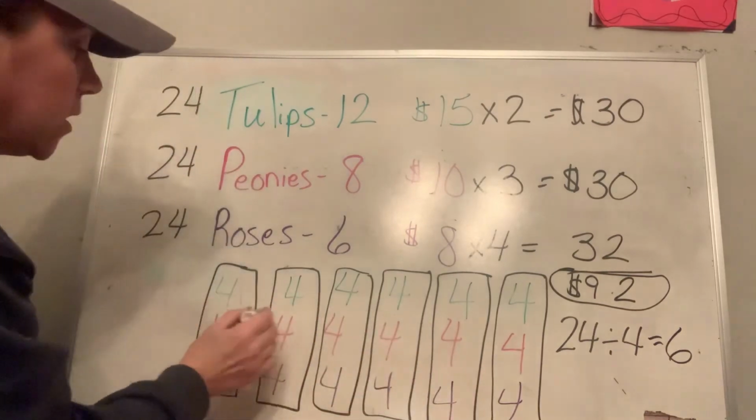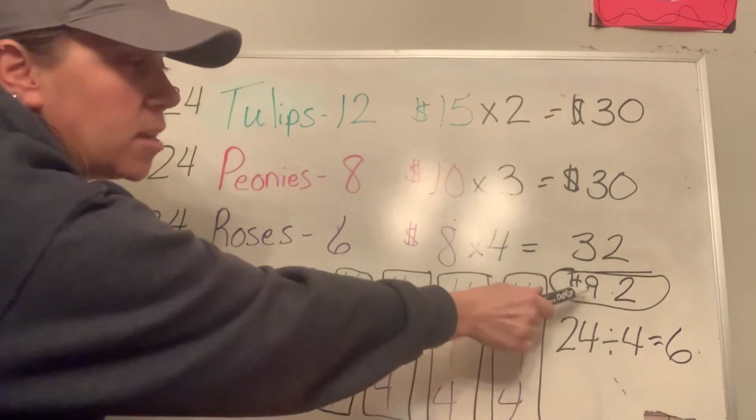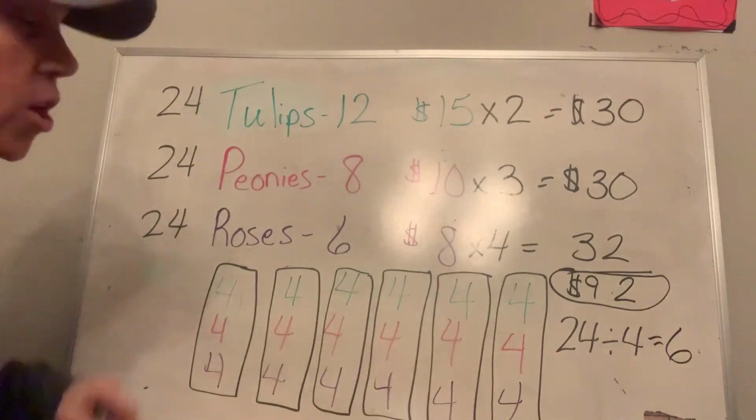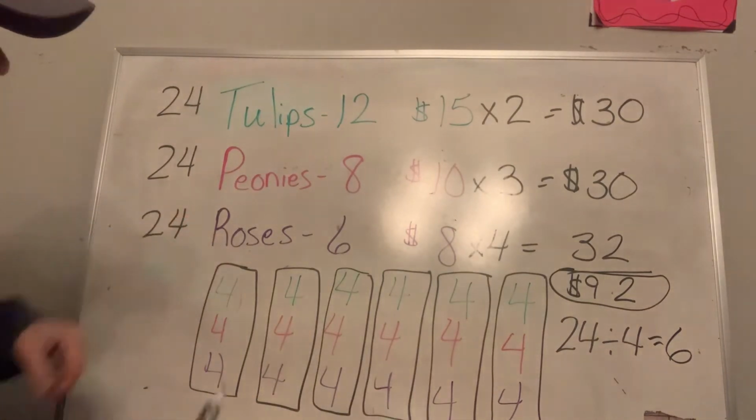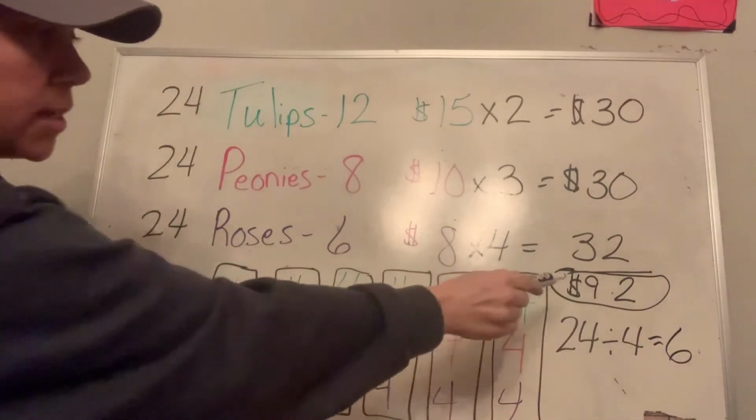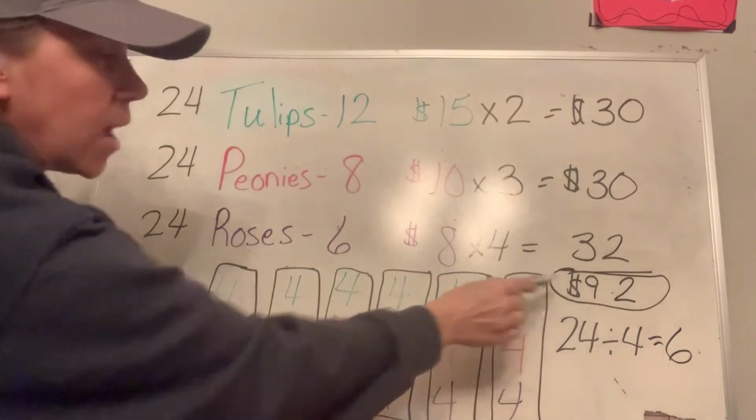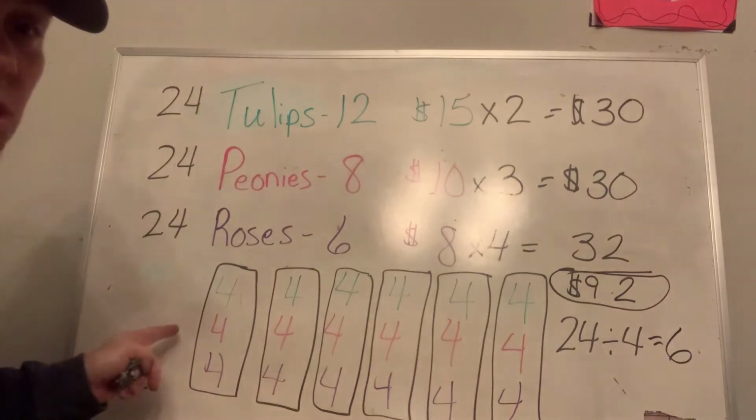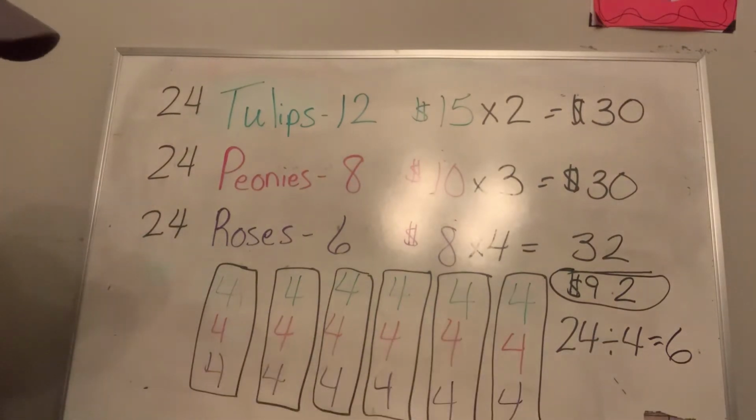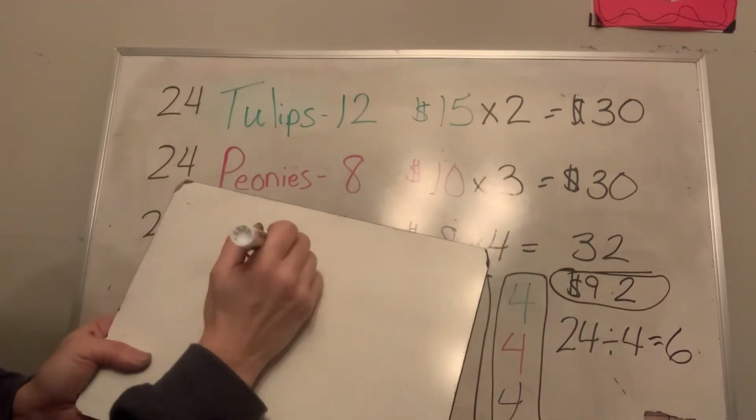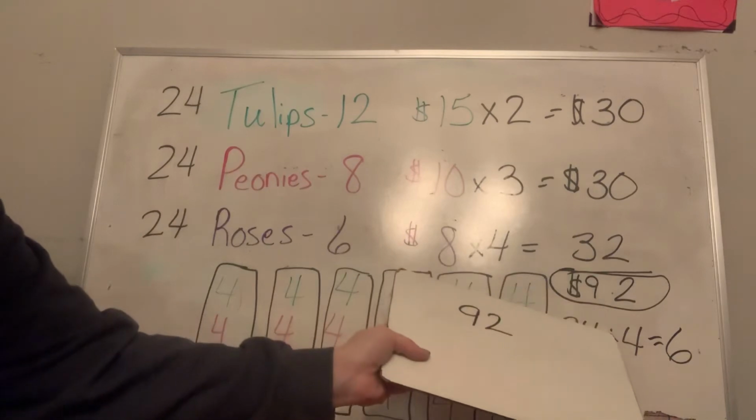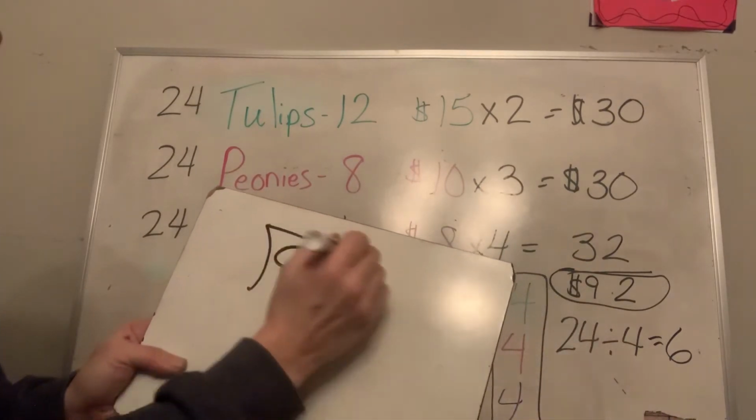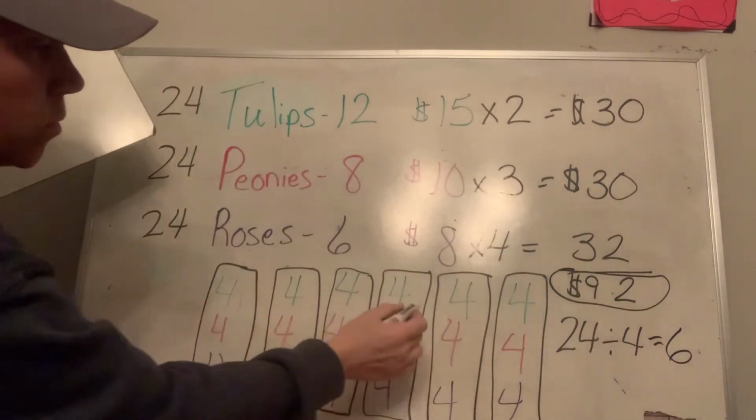So to make 6 bouquets, I need $92, but I want to know how much this bouquet costs. All 6 of them cost $92. So if I divide 92 by the 6 bouquets, I'll find out how much each one costs. So I'm going to leave everything up on the board so you can see it, and I'm going to use this whiteboard. So I've got my $92 from over here, and I'm dividing it among the 6 bouquets that I've made.